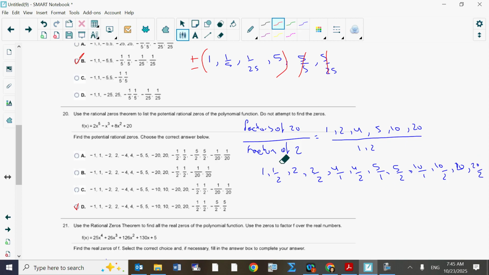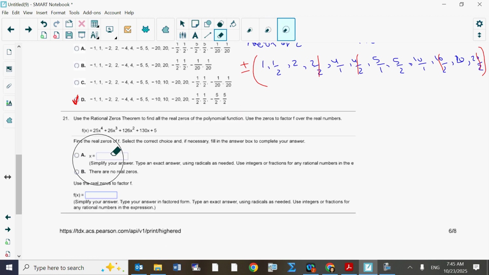Cross out the ones that are repeated. 2 divided by 2 is 1. 4 divided by 2 is 2. 10 divided by 2 is 5. 20 divided by 2 is 10. And consider positive and negative of all those. So this will be your answer.